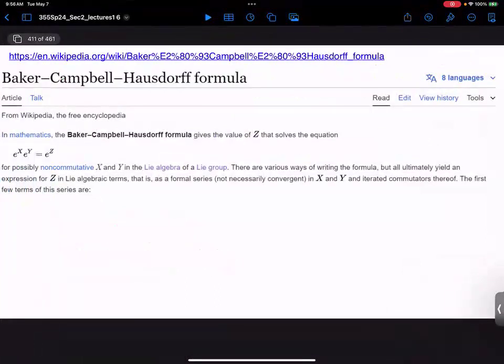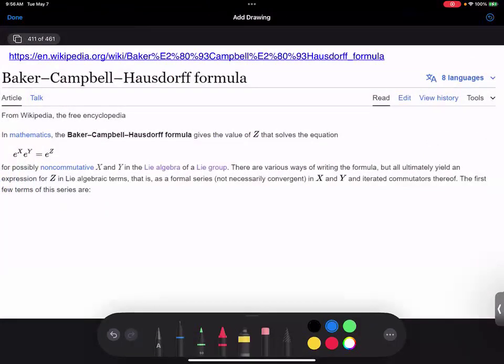Okay, so the first is one of my favorite formulas in mathematics, the Baker-Campbell-Hausdorff formula. It talks about two matrices, x and y: e to the x times e to the y equals e to the z. If x and y are real, what would you think z would be? So x, y real, then e to the x, e to the y equals e to the z implies z equals what? X plus y.